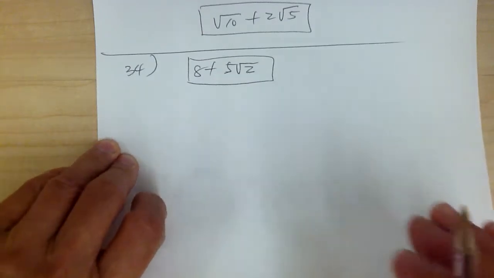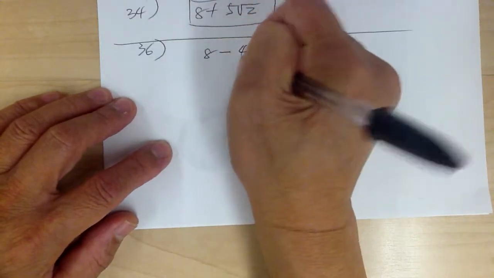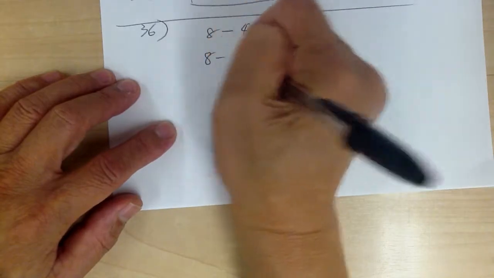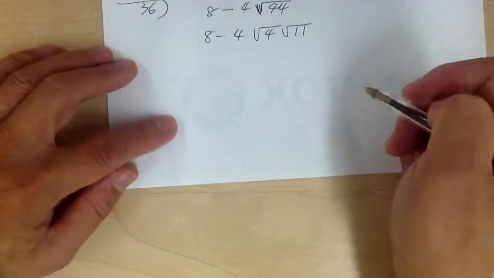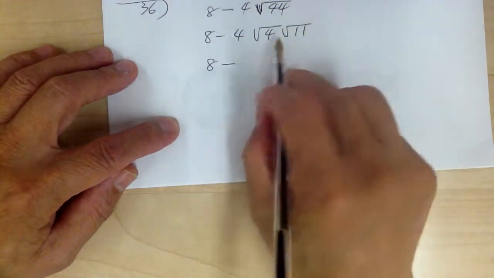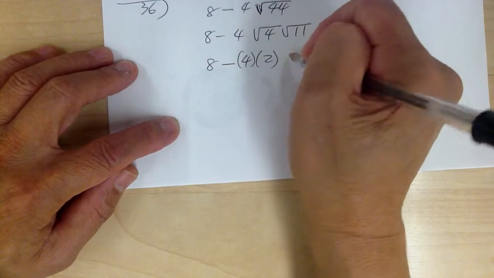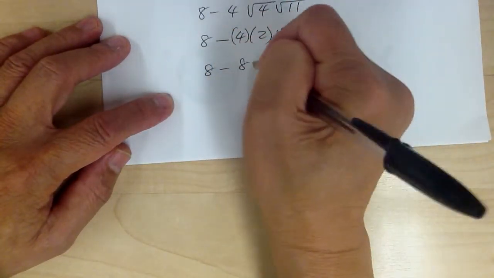Okay, let's go to number 36. You have 8 minus 4 square root of 44. So you can go ahead and break it down into square root of 4, square root of 11. So it becomes 8 minus, now square root of 4, okay, let's do this step by step so you can follow. So this becomes 8 minus 8 square root of 11.